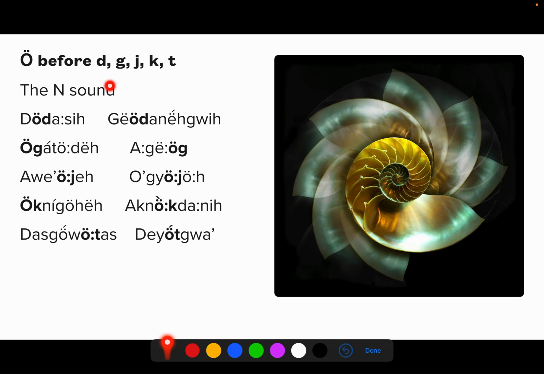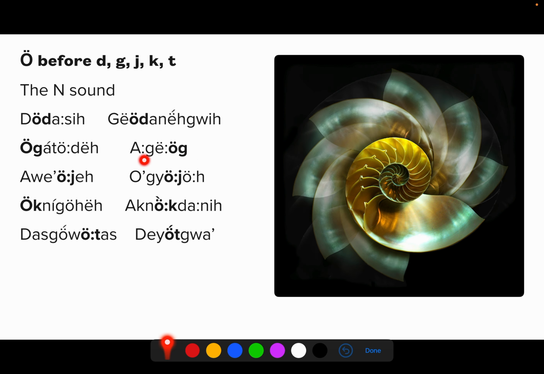Nasal O does the same thing before these consonants, with the letter N sound in there. Examples before a D: dondasi, that's a way to tell somebody to say it again. Gyeondanehgui is a word for a horse, it hauls logs. Ongatonde, I did hear it.